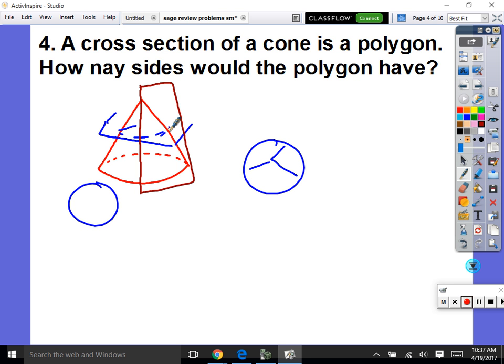Well, when it says the cross section, that means where they cross. What does the shape make? That's why this one's a circle, because where they cross makes a circle.